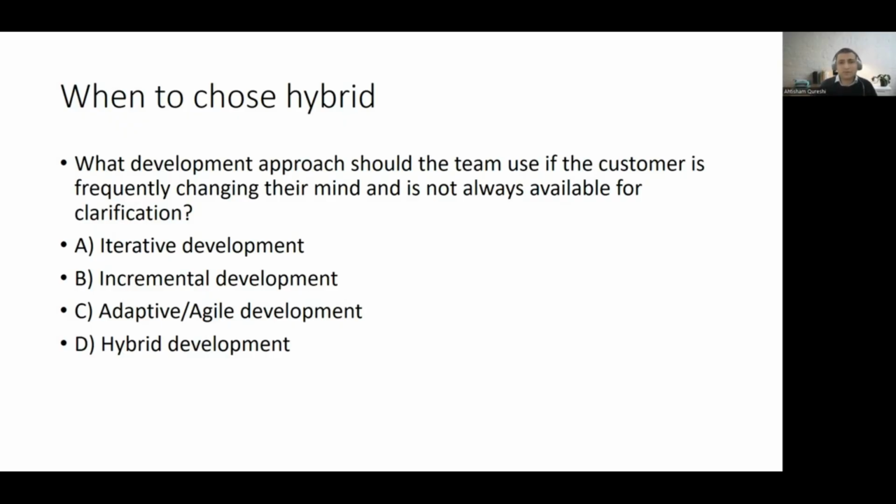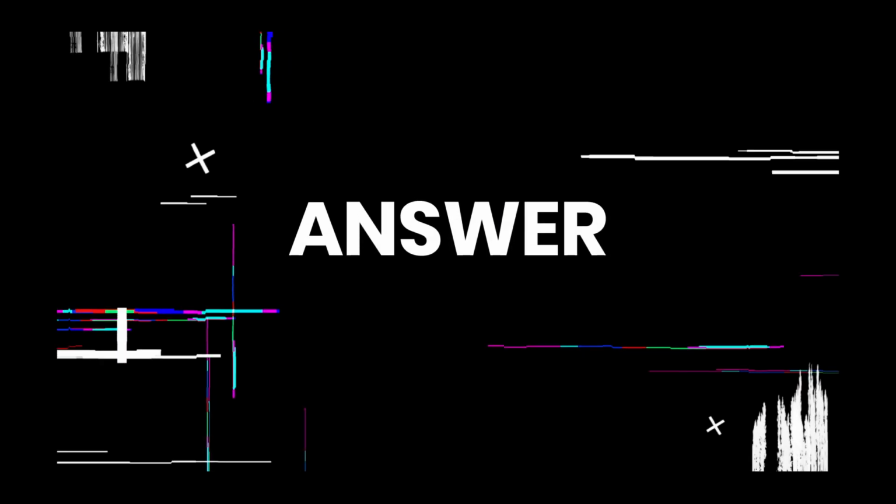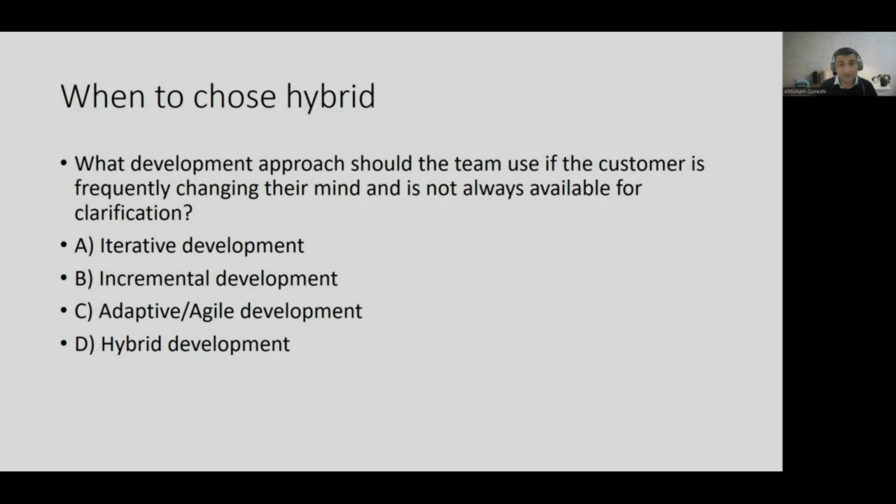So the question is, what development approach should the team use if the customer is frequently changing their mind and is not always available for clarification? So frequently changing mind, we cannot limit a customer not to change mind, market demands, conditions, whatever. It's okay, you can frequently change your mind. But again, I want you to be available, right? So if he is not available also, I cannot go ahead with him in a predictive manner, okay? Because he is changing mind, so often I cannot lock the requirements. So I have to keep the requirement open. I cannot lock him in a predictive.